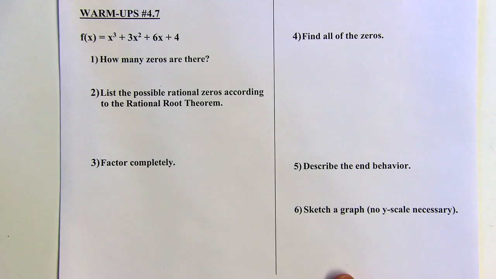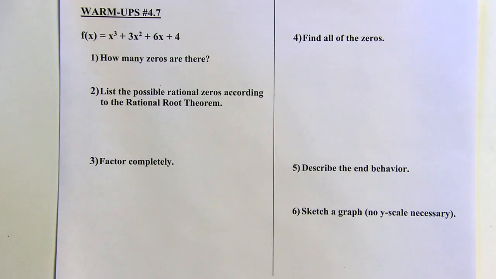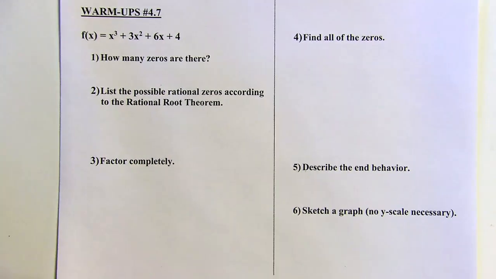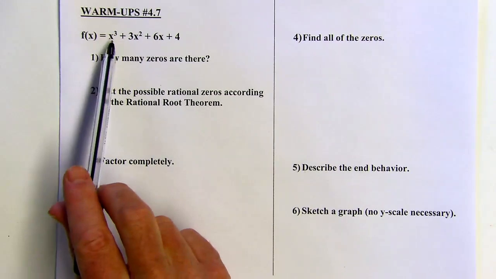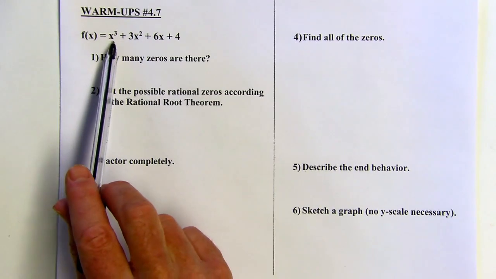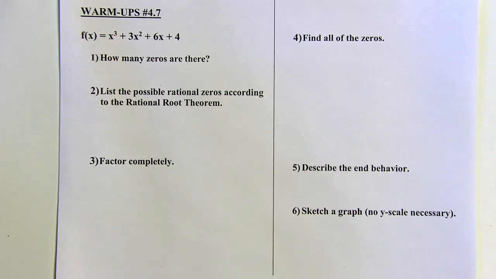Okay, here's warm-up 4.7. All right, we've got this function here. First question, how many zeros are there? Well, the amount of zeros is going to be the same as the degree of the function. So this is a third degree function because the highest degree term is 3. So that means that there are going to be 3 total zeros.